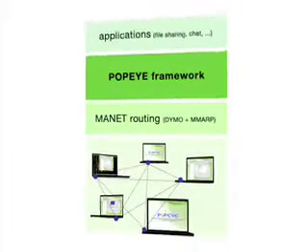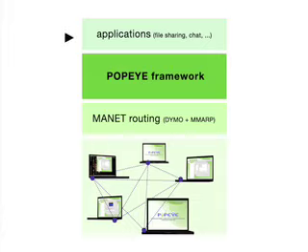POPEYE is a software framework that supports collaborative applications in a mobile ad hoc network. A MANET is a self-configuring network of mobile nodes connected by wireless links. POPEYE uses the Demo routing algorithm that was designed out of the project's scope.